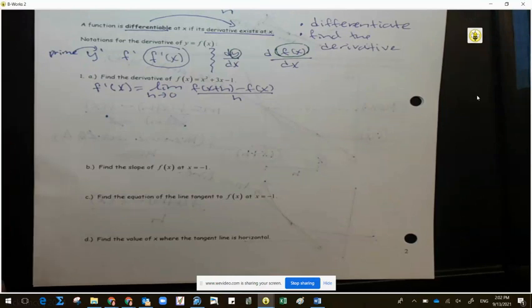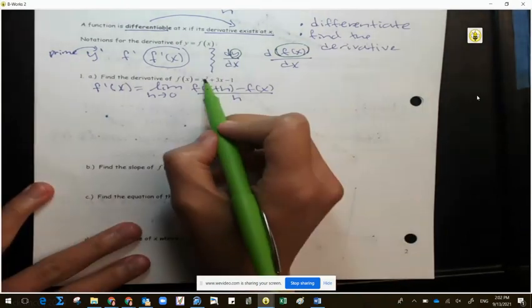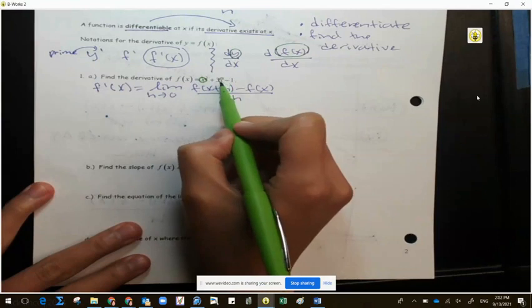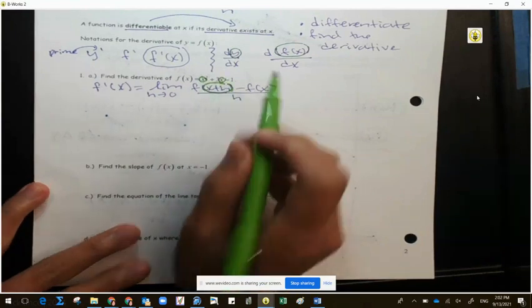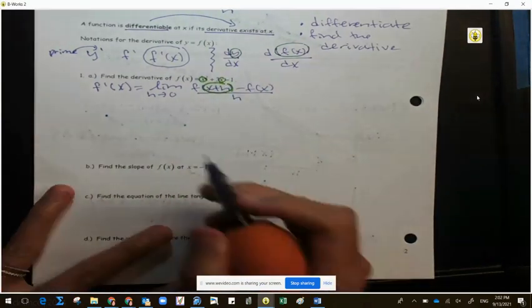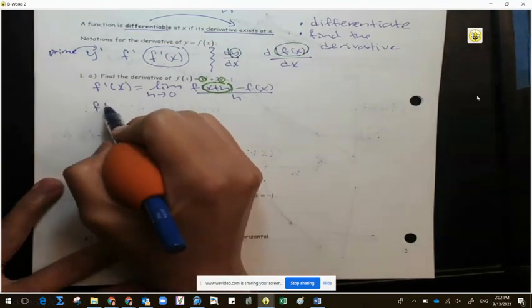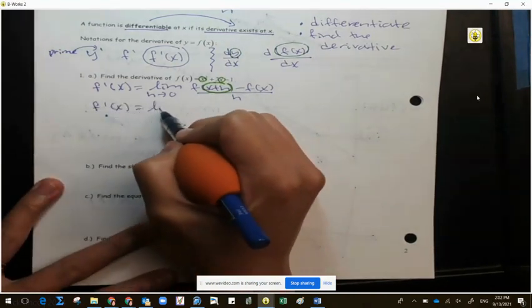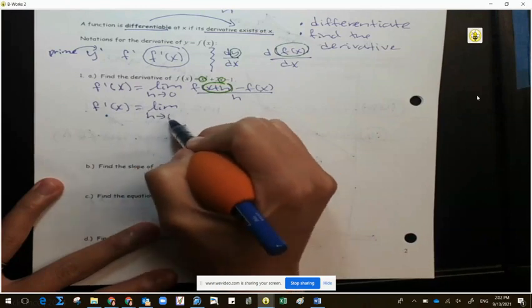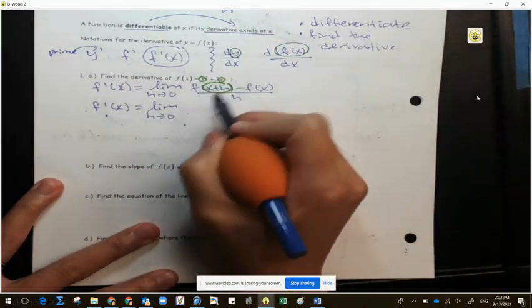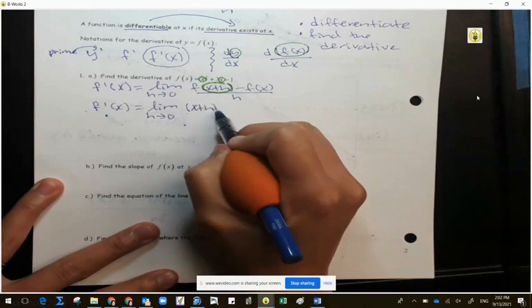All right, in case you might have forgotten pre-cal, here's what we did. The first portion was we took all of the x and simply plugged in x plus h. So let's go ahead and do that. So f prime of x is equal to, leave the limit as it is. So from my function, I have x plus h all squared.